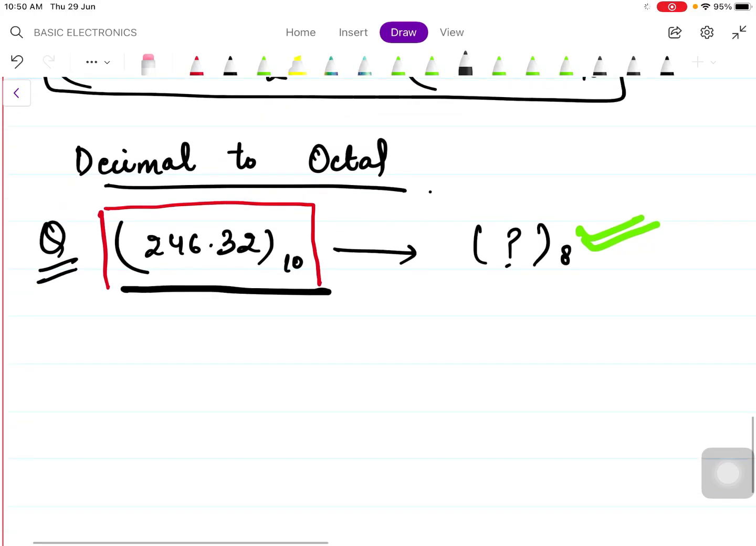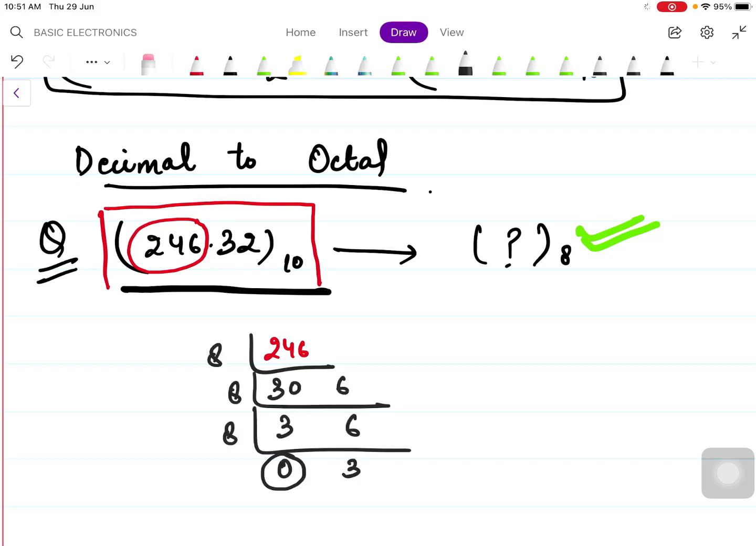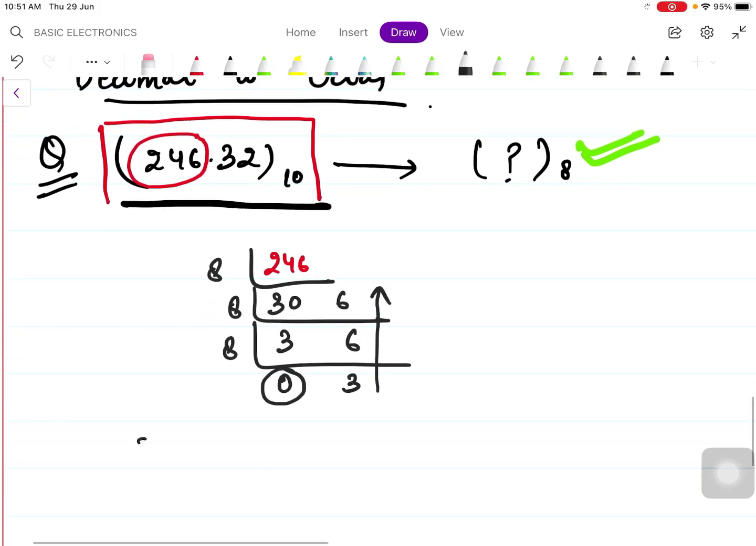And the process was, first of all, we are going to take only this whole number part. And how did we convert it into binary? We divided it by 2. So in this particular case, we are going to divide it by 8. So in this place, we received 0. That means we have to stop here, record the answer from bottom to top. So the answer is 366 for this particular portion.